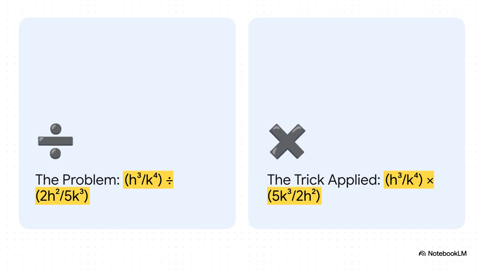Here's the trick in action. On the left, you see the original division problem. To solve it, all we do is take that second fraction and we flip it. So it becomes 2k squared over 3h to the 5th. And just like that, poof, it's a multiplication problem. And we already know exactly what to do with that.